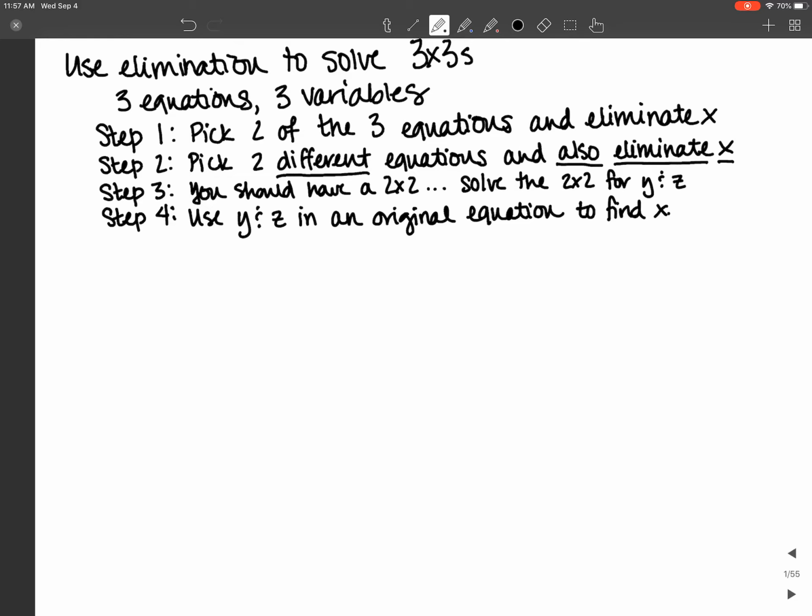What do you mean pick 2 different equations? So you picked, for the first one, 2 equations. Let's say the top and the middle. For the next step, you're going to pick 2 different equations than the top and the middle. So maybe you pick the top and the bottom, or the middle and the bottom. I thought you meant like equations that have. That also. You just don't want the same two that you've already dealt with. Is that better? Okay. All right, step 5.